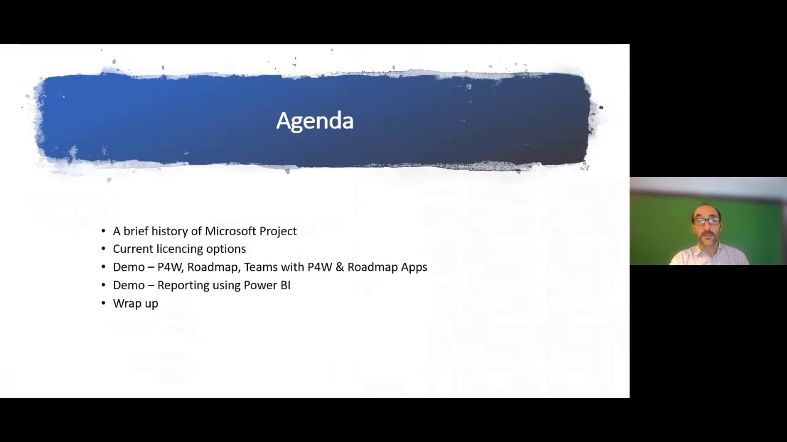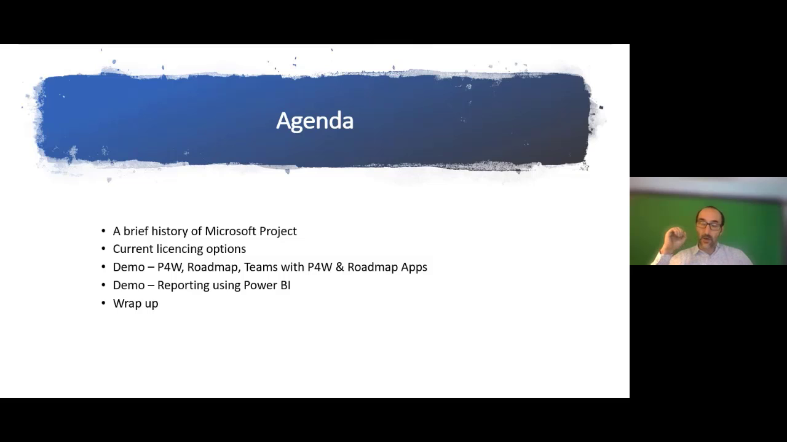Okay, so in terms of, more importantly, today, the next 40 minutes, what are we going to cover? We'll have a look at a brief history of Project. We'll also check out the current licensing options. Not a big fan of licensing, but you need to know what's included in your Office subscription license and what might not be. Then we'll do some demos. We'll have a look at P4W, that's Project for the web. That's the new version of Project.